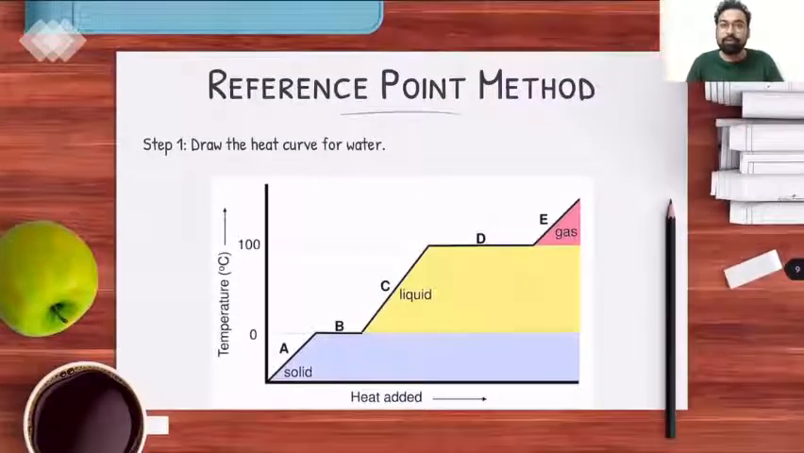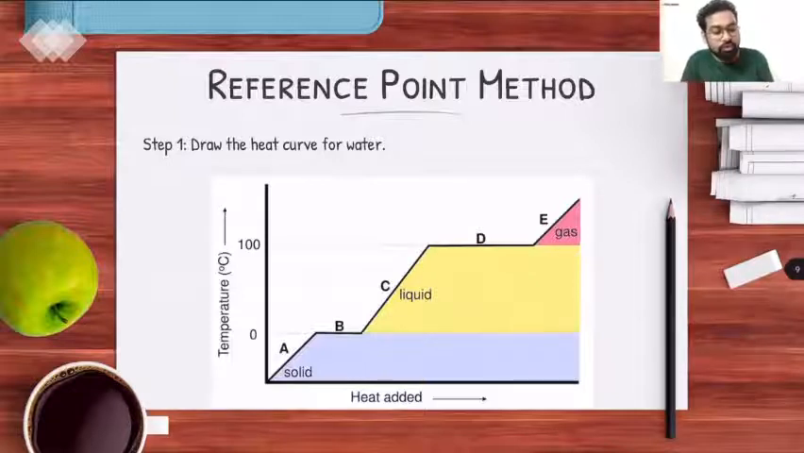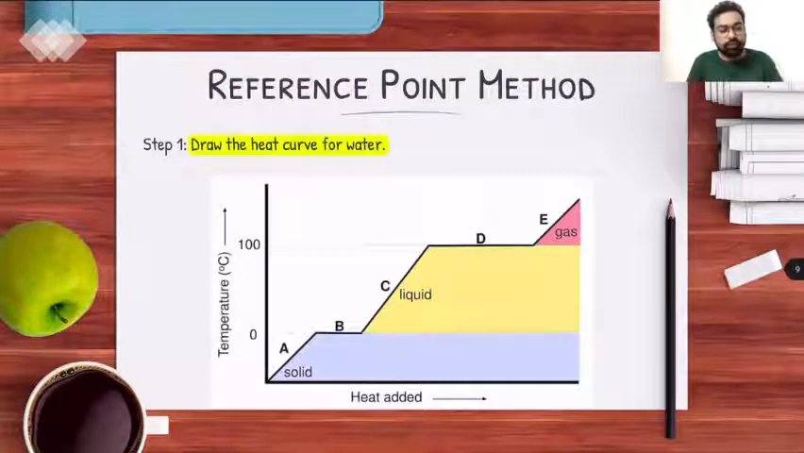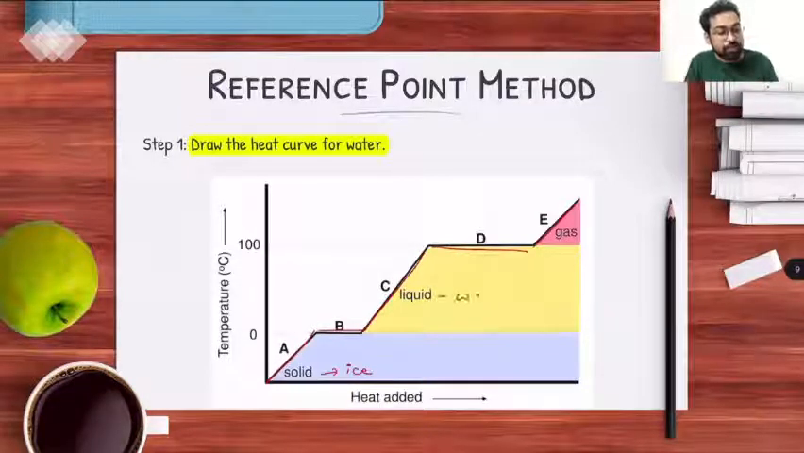Step number 1. What exactly had we to do? This was the most easy step. There's something that you can remember, that you have to draw the heat curve for water. If you draw this heat curve for water, I hope everybody can see that you just need to draw the curve something like this, right? You know everywhere that this solid is basically ice, this liquid is basically water, and similarly this gas is basically steam, right?